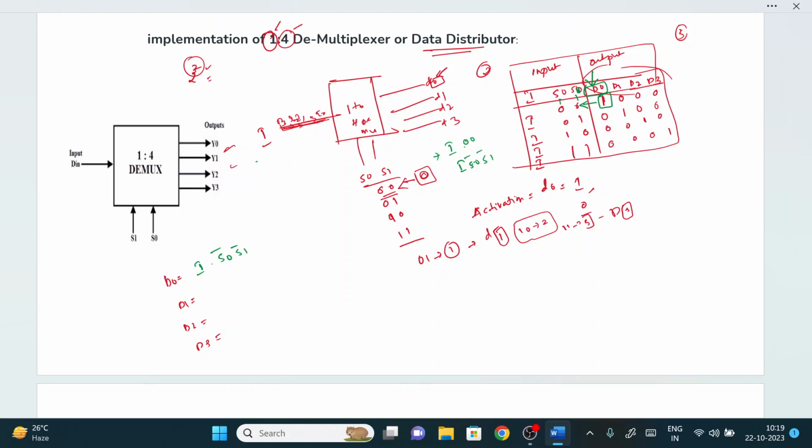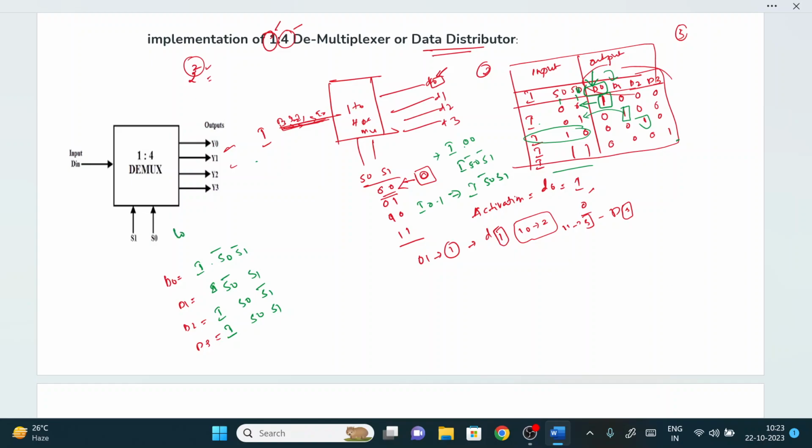Next we find the output for D1. What is the SOP function? This one, and the input value is I into 0 1, which means I into S0 bar S1. Next, for D2 the input value is this one: I into S0 S1 bar. Again for D3, this one: I into S0 S1.